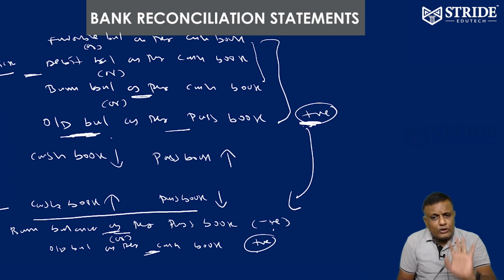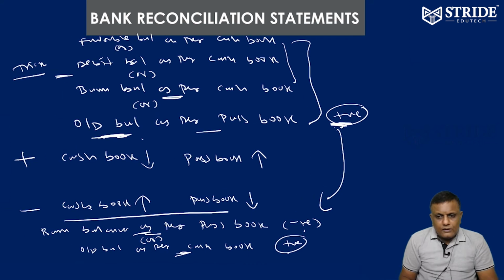By solving the problem, you come to know everything in detail. So here, if negative comes, bank balance as per cash book. If OD balance passbook is a positive and a negative comes, you have to say balance as per cash book. Suppose if positive comes, OD balance as per cash book. If negative comes, balance as per cash book.